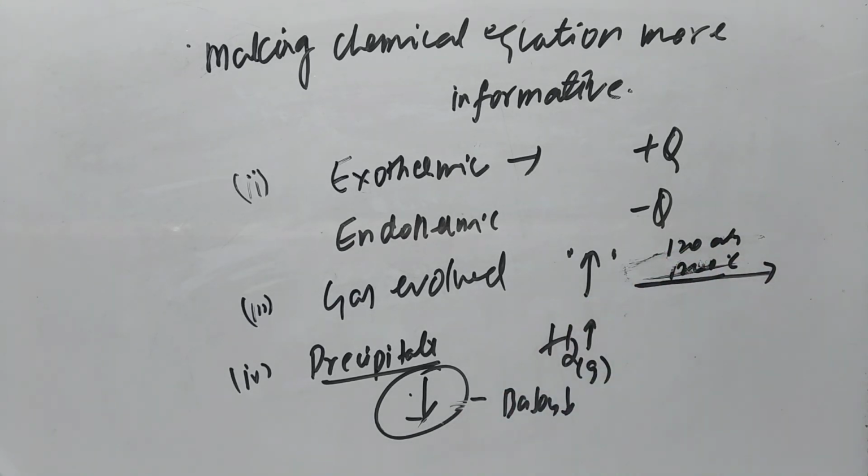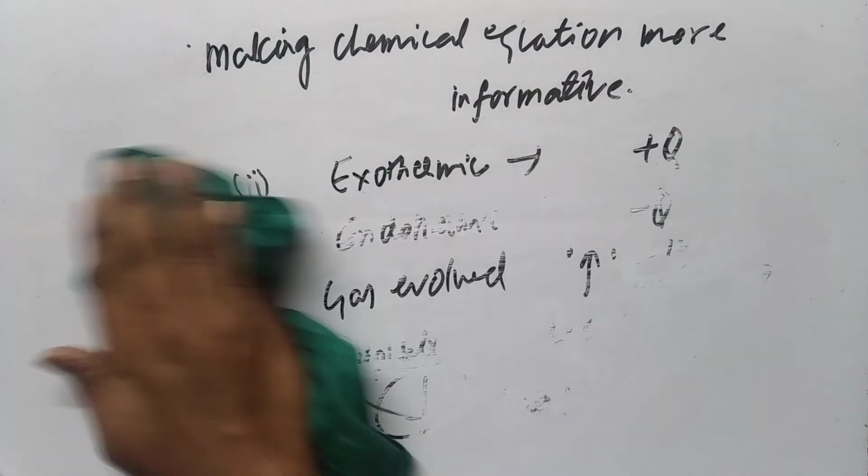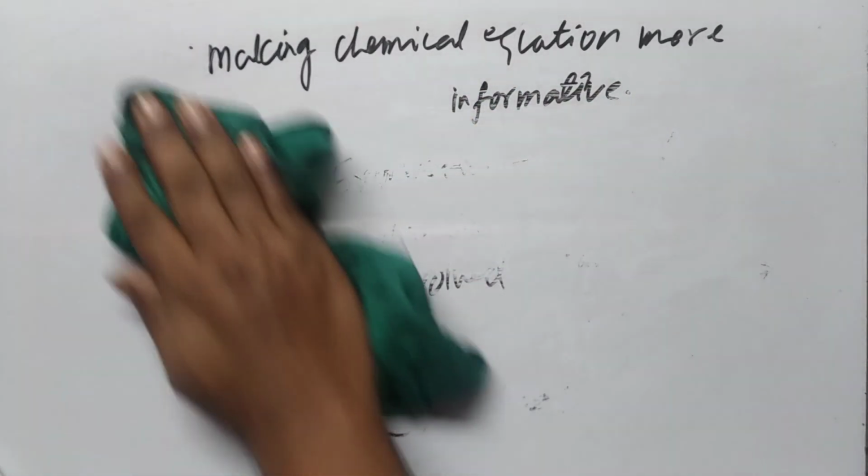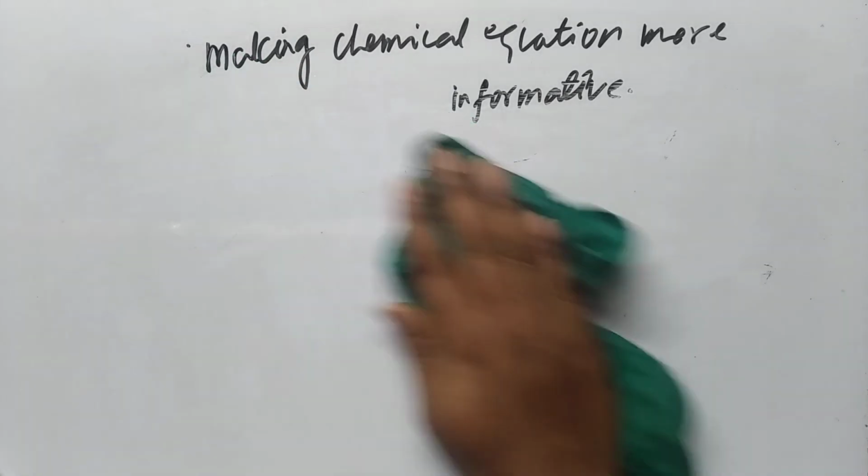So this is the next topic, how to make the chemical equation more informative. Totally you will have topics: first, what are chemical changes. Next topic is writing a chemical equation. Next, balancing a chemical equation. Fourth one is how to make the chemical equation more informative.